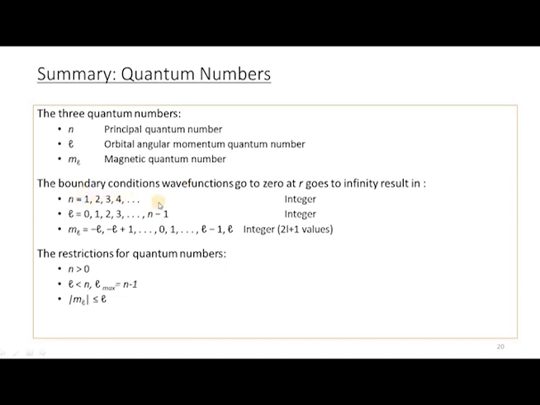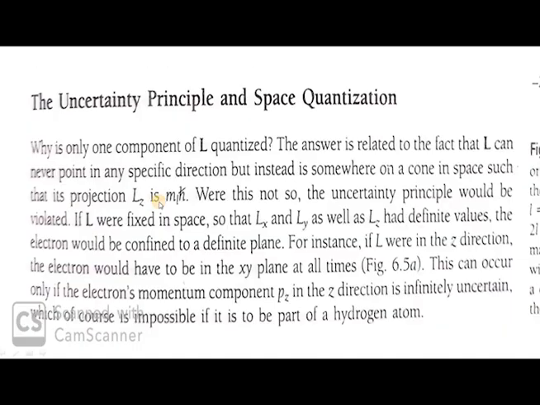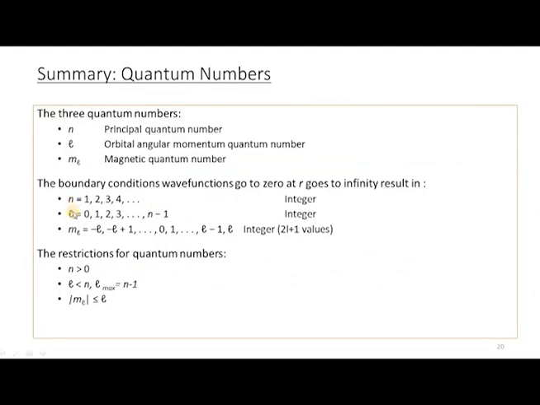N is equal to 1, 2, 3 up to L plus 1 values, and L is equal to 0, 1, 2, 3 up to N minus 1 values, and ML is equal to 2L plus 1 values from plus L to minus L through 0.